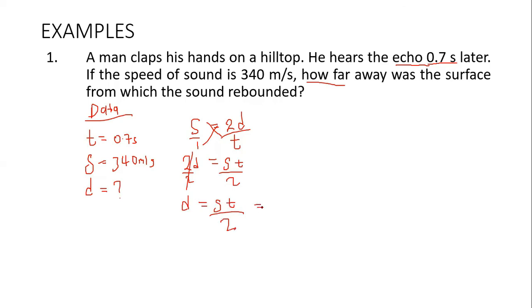So we can substitute into that one. The s, we know that one is 340 meters per second. So 340 meters per second multiplied by 0.7 seconds over 2. You can easily punch that on the calculator, and you're going to find a value of 119 meters. So this is our distance. All right.